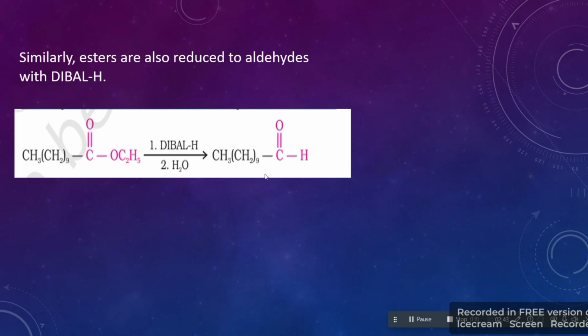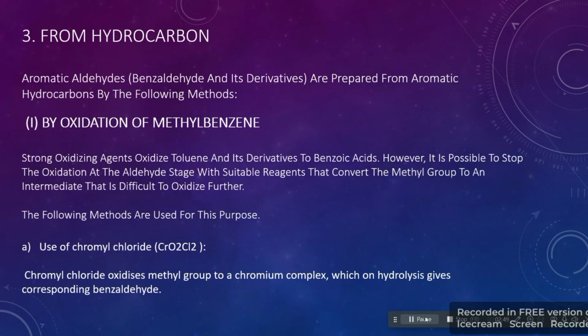And here is the connected alkyl group. The third method is from hydrocarbon. Here we can prepare aromatic aldehydes like benzaldehyde and its derivatives from aromatic hydrocarbons. There are so many methods. First is by oxidation of methylbenzene. Strong oxidizing agents oxidize toluene and its derivatives to benzoic acid. However, it is possible to stop the oxidation at the aldehyde stage with a suitable reagent that converts the methyl group to an intermediate that is difficult to oxidize further.